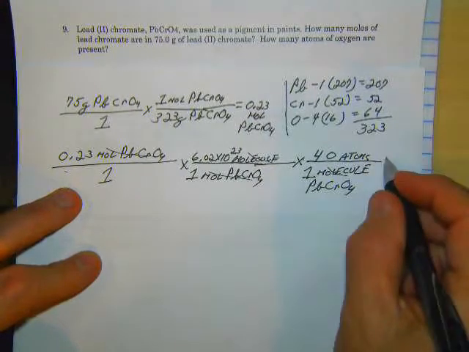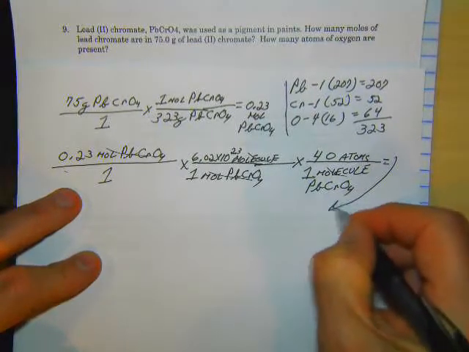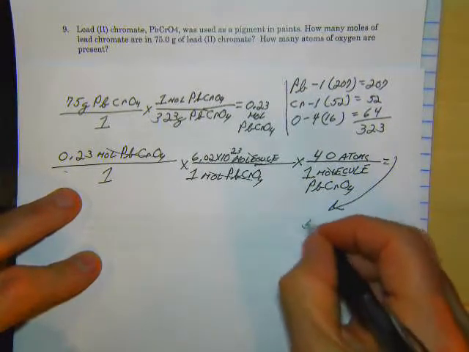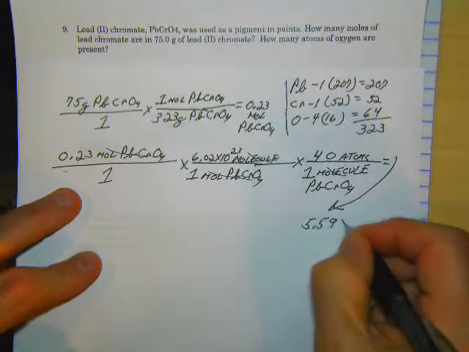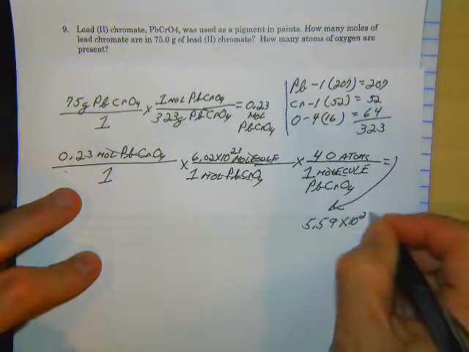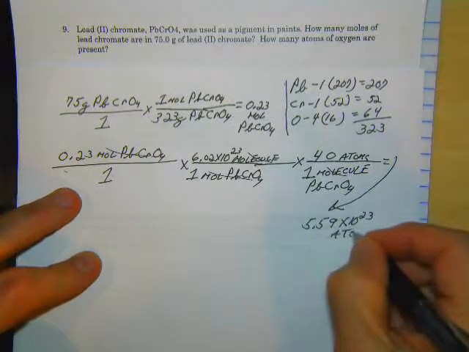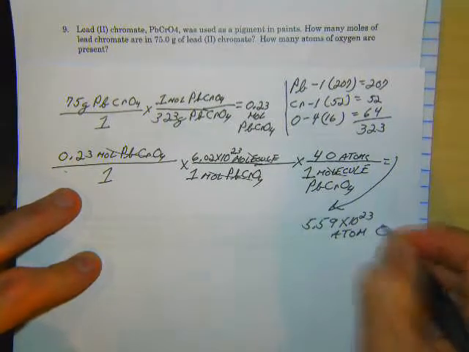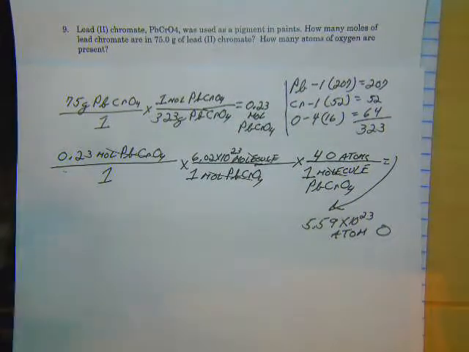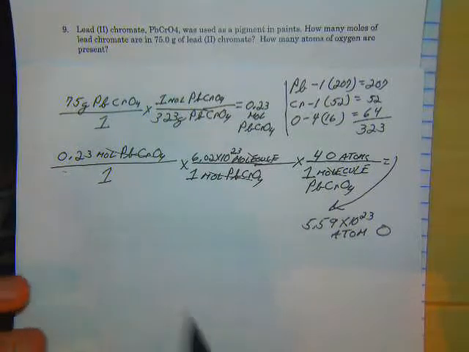So if we go ahead and do the math, and I'm just going to bring it down here, we find that there's 5.59 times 10 to the 23rd atoms of oxygen. Kind of a little different problem. I'll admit I probably would not ask this on a test, but it's kind of a fun one to do.